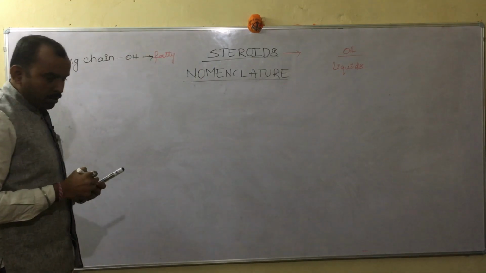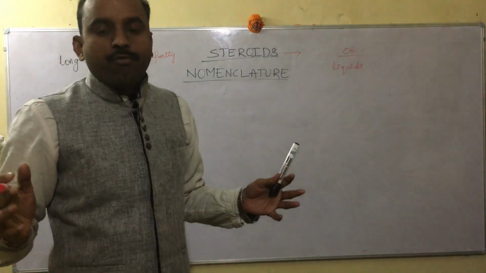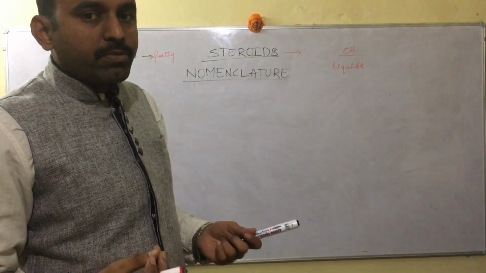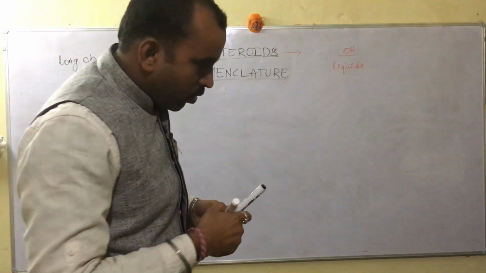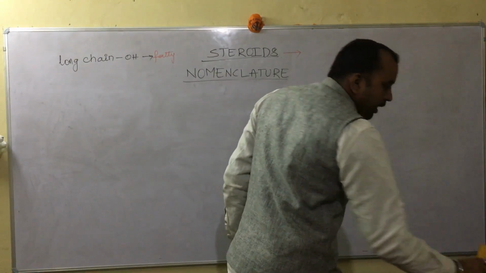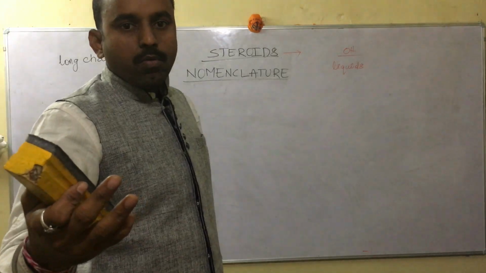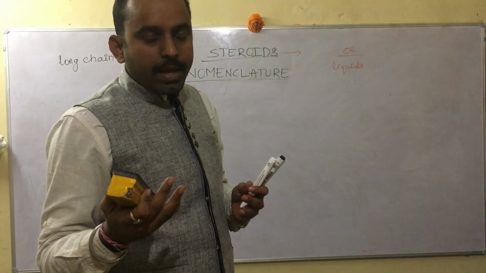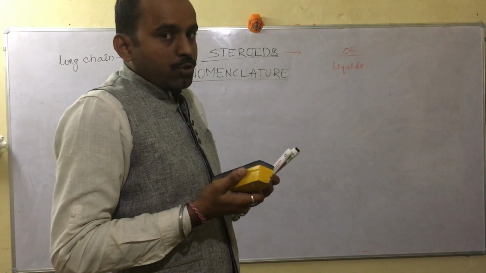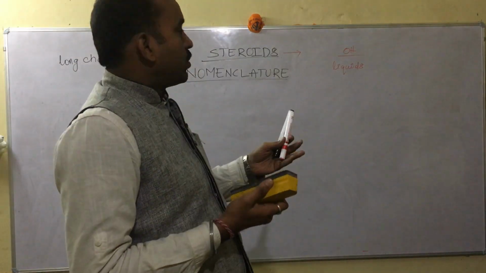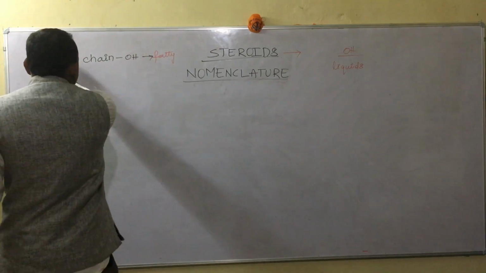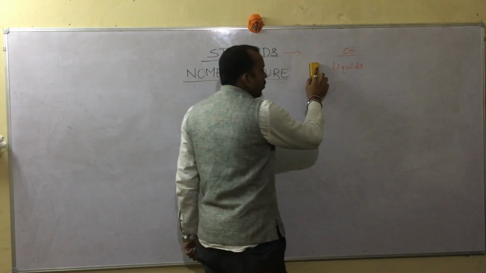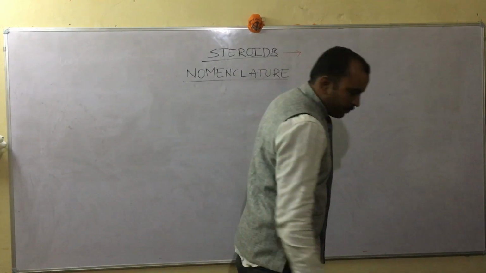Similarly, long chain acids are fatty acids, whereas short chain acids are simple acids, which are liquid in nature. What happens when you increase the carbon load? The non-polarity increases, and the compound tends to be a solid. This is the most fundamental point: long chain alcohols are fatty alcohols and long chain acids are fatty acids.